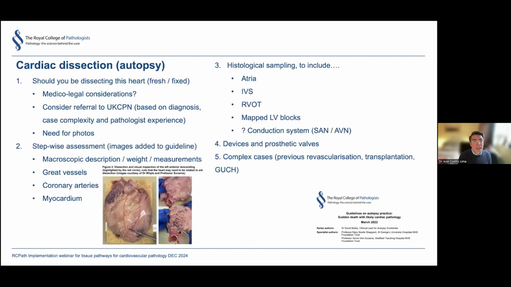For the autopsy, it's a similar approach, but of course in the autopsy setting, one should consider the medico-legal implications of examining the heart. And you should also consider referral to the UKCPN or specialist cardiac pathologists in specific circumstances, depending on the case complexity and the experience of the pathologist. The guideline includes very nice pictures and specific guidance on how to examine each case as well.